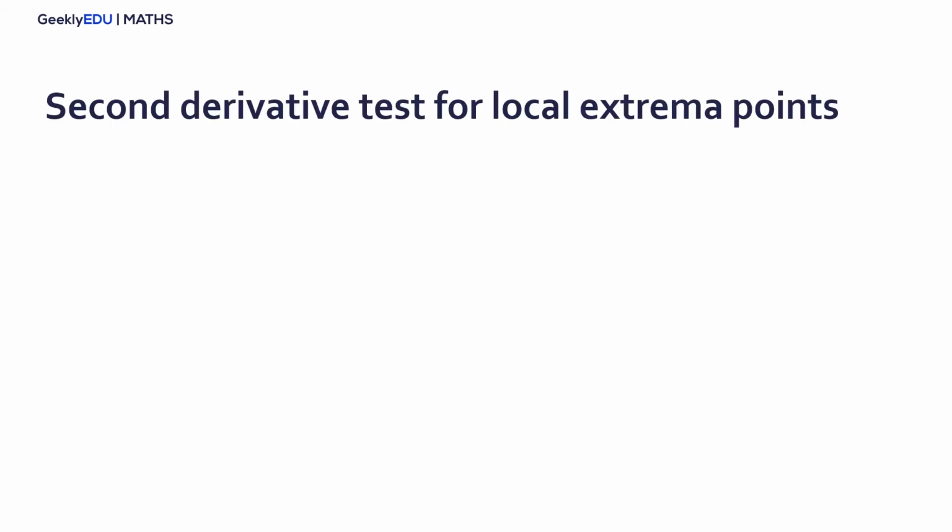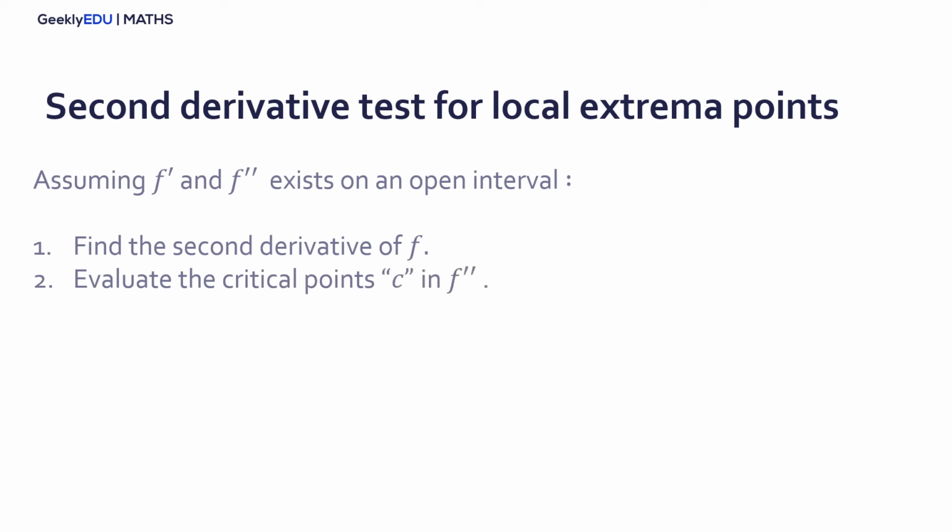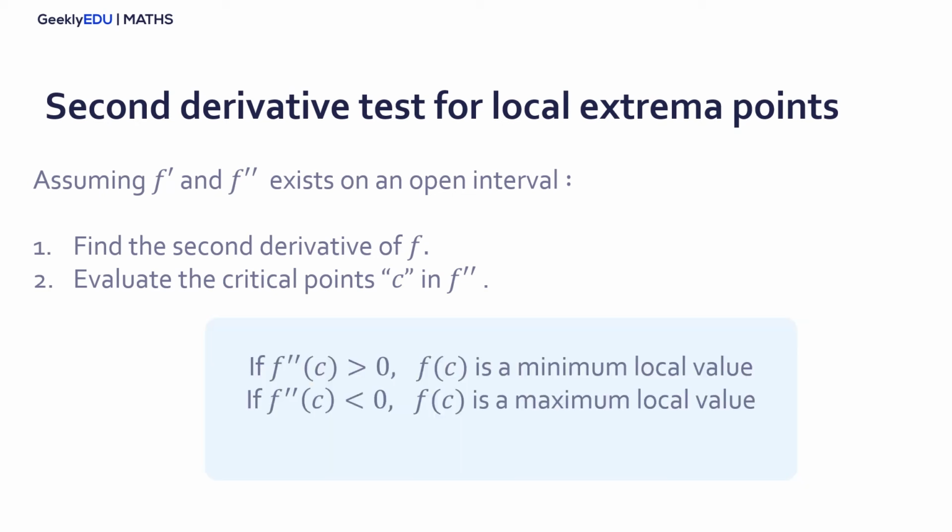If we only want to know the local extrema, we can use the second derivative test, that works when the function has a first and second derivative on an open interval. The first step is to calculate the second derivative, and the second is to evaluate the values we obtained with the first derivative in the second derivative. Now, here is the rule of the second derivative test.